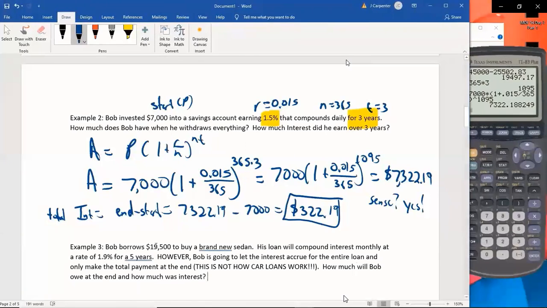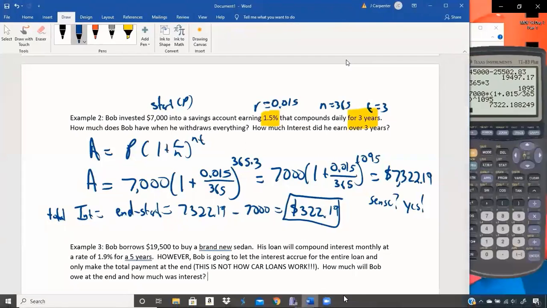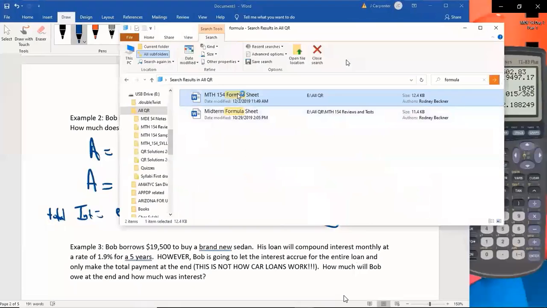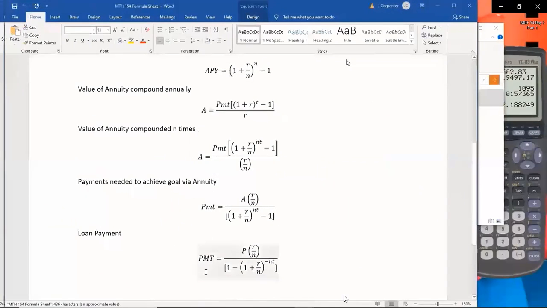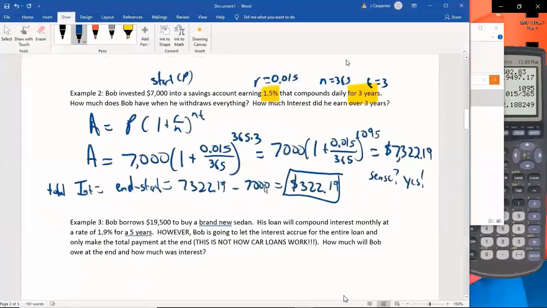So again, in reality, you'd be making monthly payments. The formulas are a little bit more hectic. And in fact, I'm going to show you the formula you would use. Loan payment formula right here. So we'll get to this in chapter 9, but for now, avert thine eyes.